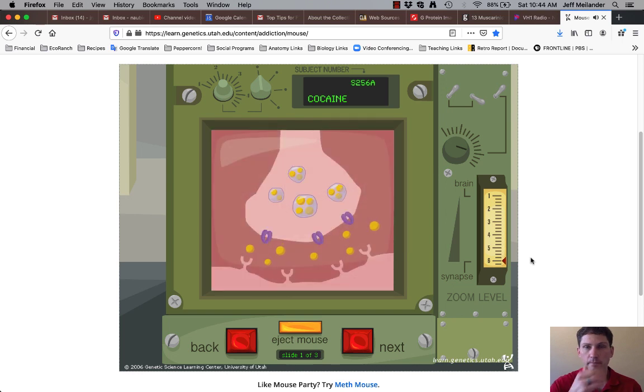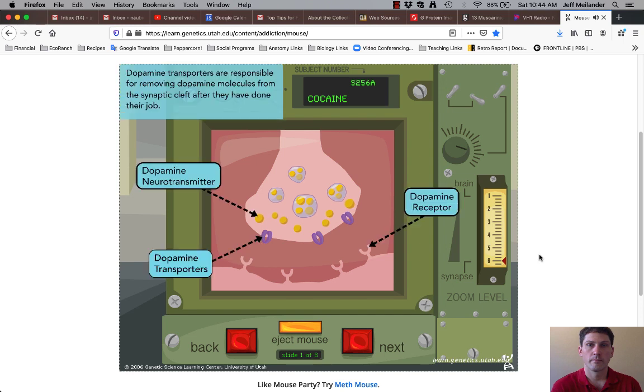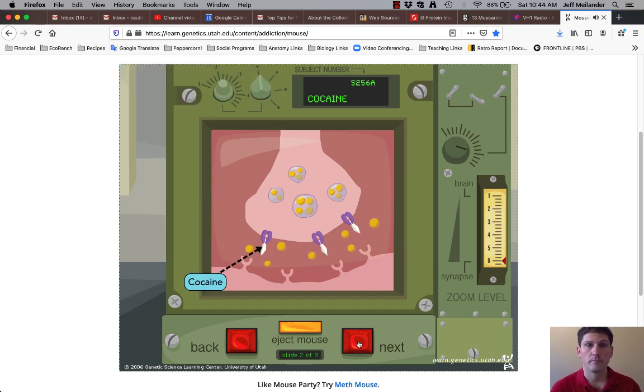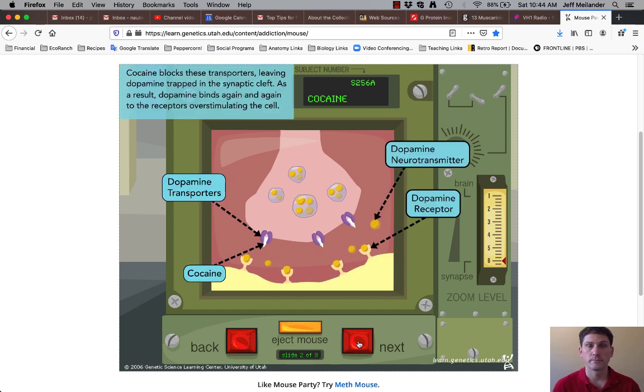Dopamine transporters are responsible for removing dopamine molecules from the synaptic cleft after they have done their job. Okay, so here we are. Very, very similar beginning to what we saw with meth. We're talking about dopamine. We're talking about those dopamine transporters. Cocaine blocks these transporters, leaving dopamine trapped in the synaptic cleft. As a result, dopamine binds again and again to the receptors, overstimulating the cell.